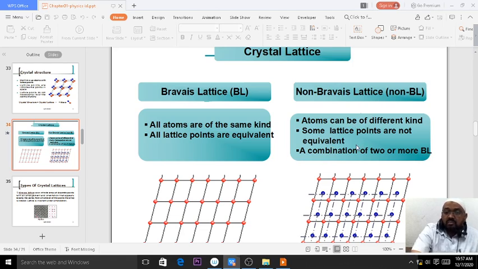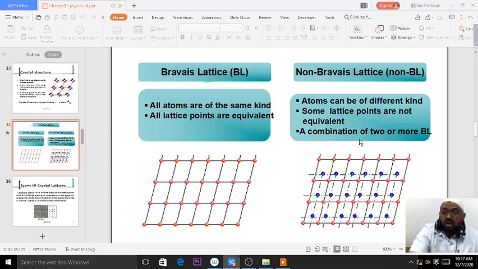Sir, we haven't understood what you are saying. See, what we are doing here is that directly we cannot see the atoms which are residing in the solid.